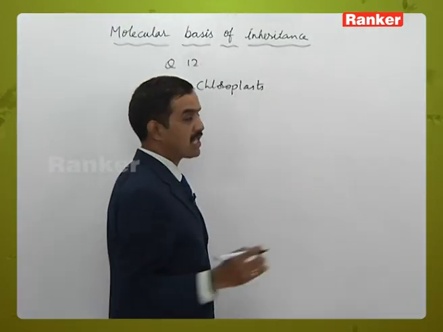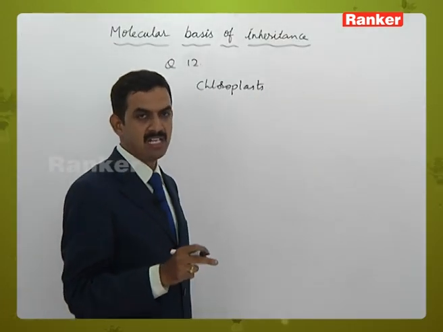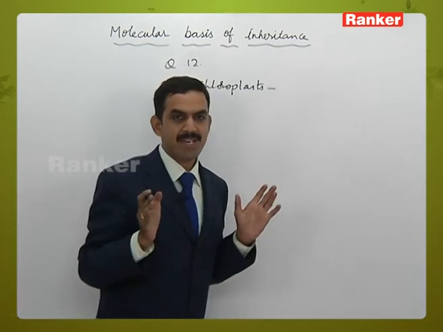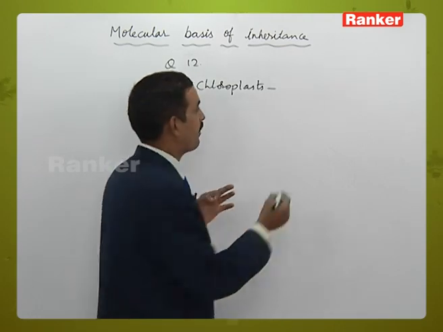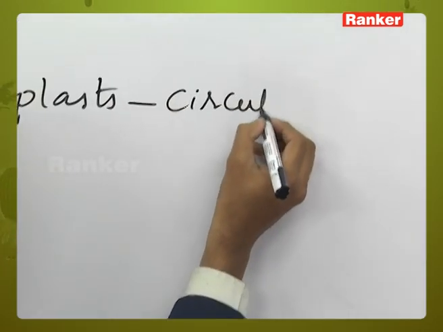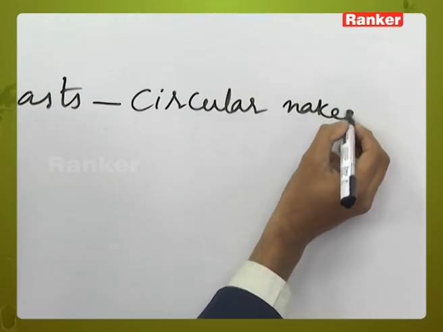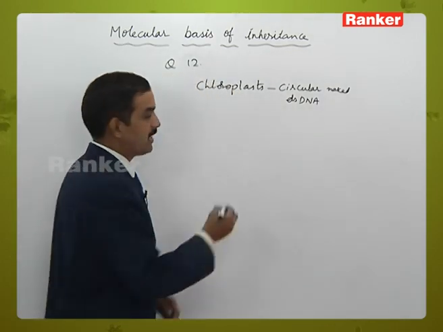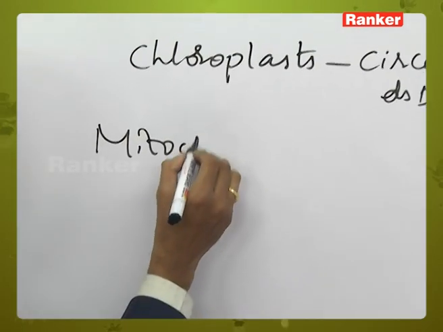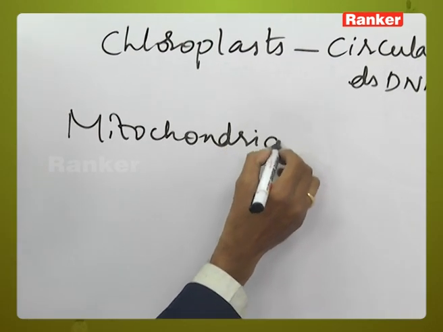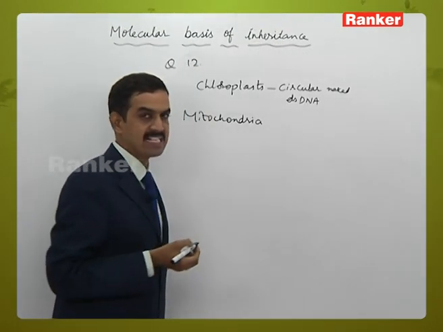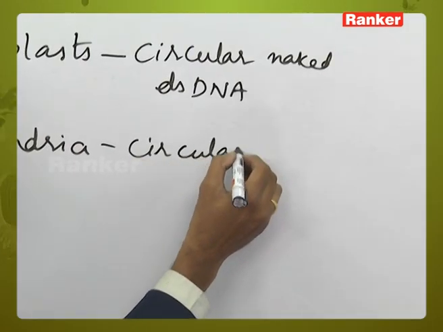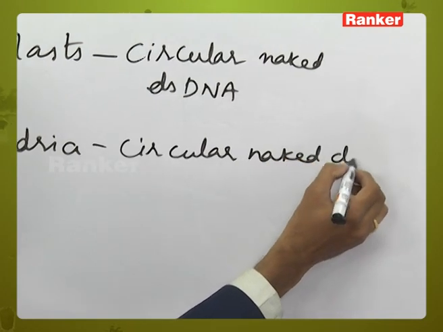Chloroplasts are cell organelles which are present only in eukaryotes, and these chloroplasts are considered semi-autonomous cell organelles due to the presence of a circular, naked, double-stranded DNA molecule in them. Okay. Then the second one is mitochondria. Mitochondria is also present only in eukaryotes. This is also considered a semi-autonomous cell organelle due to the presence of a circular, naked, double-stranded DNA in it.